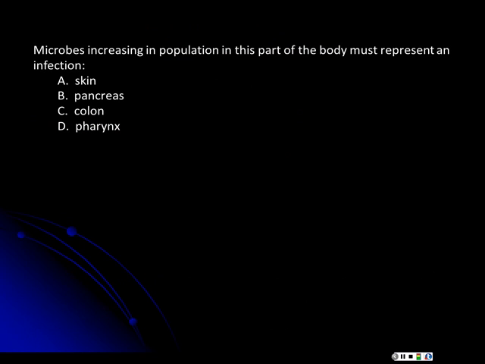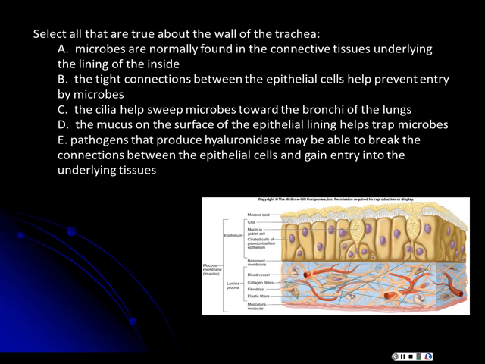Okay, here's an example question. Microbes increasing in population in this part of the body must represent an infection. There are 3 places on there where you would normally expect microbes. It's going to be the pancreas, because the pancreas is a part of the body where you don't normally expect microbes. So if microbes get in there and they're increasing in numbers, you must have an infection. Microbes increasing in any of those other locations might just be normal microbes that are supposed to be there anyway.